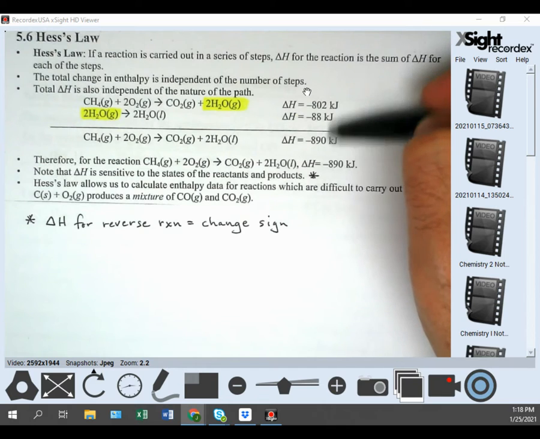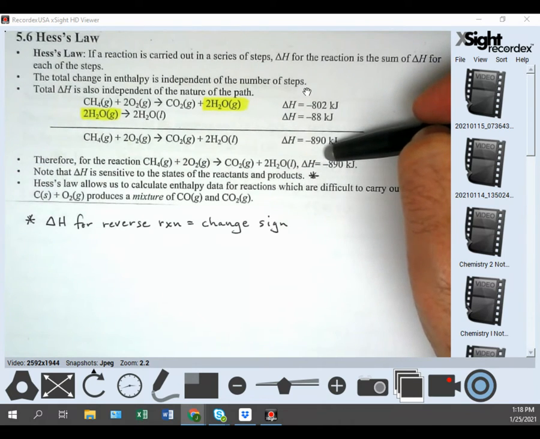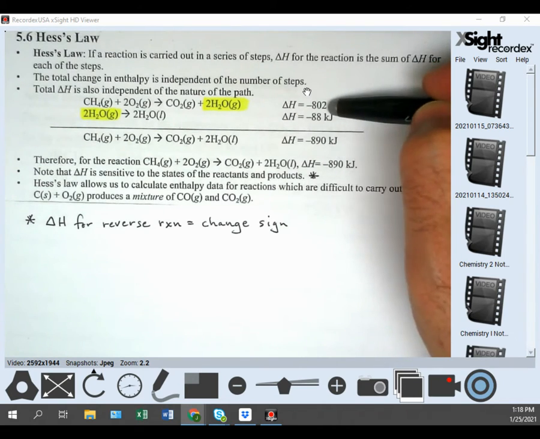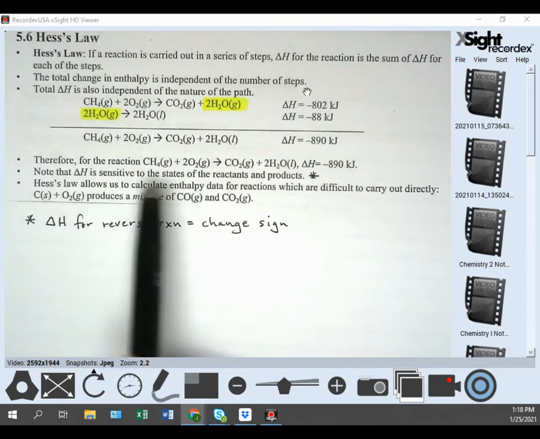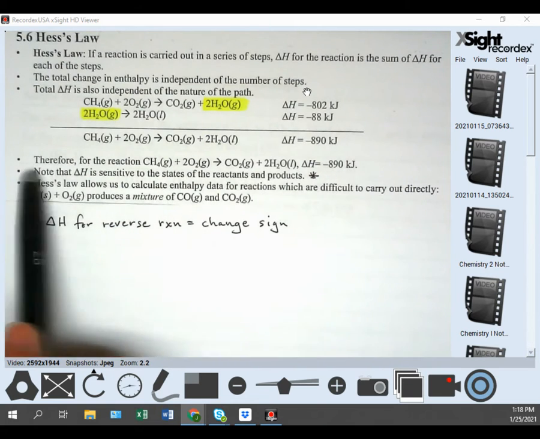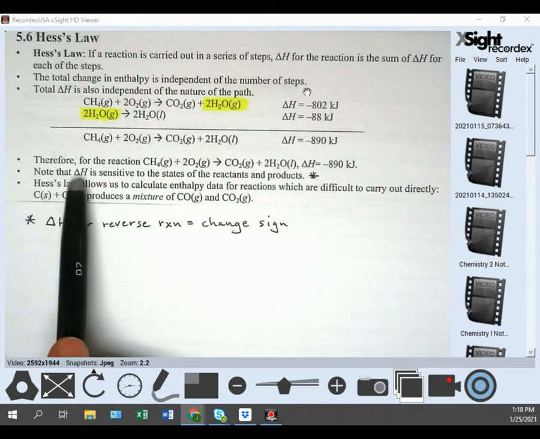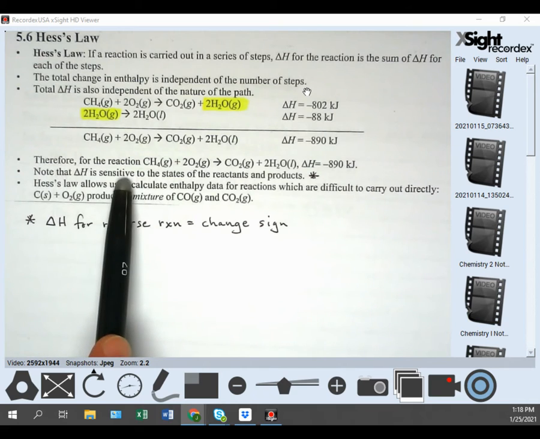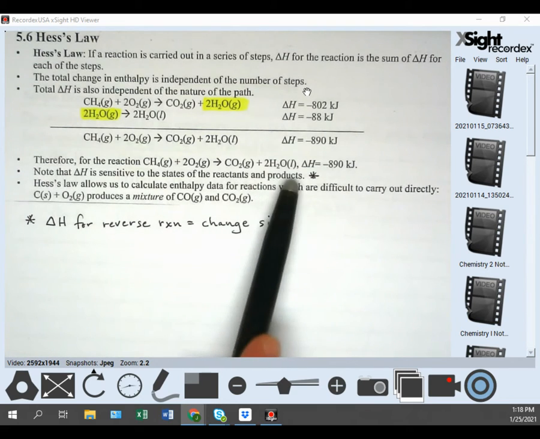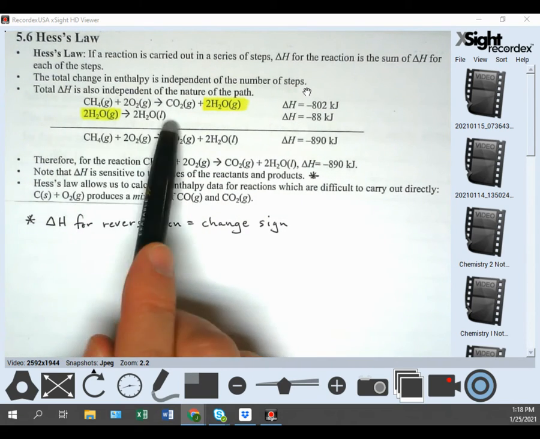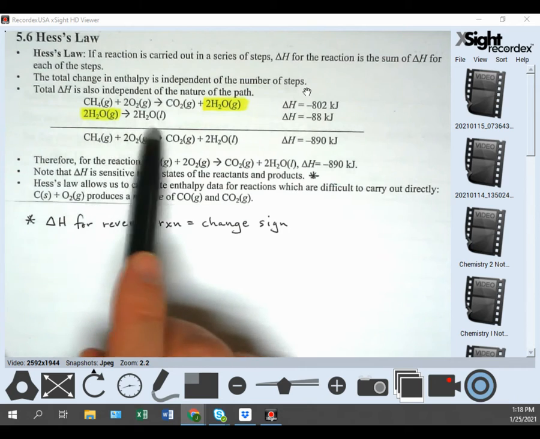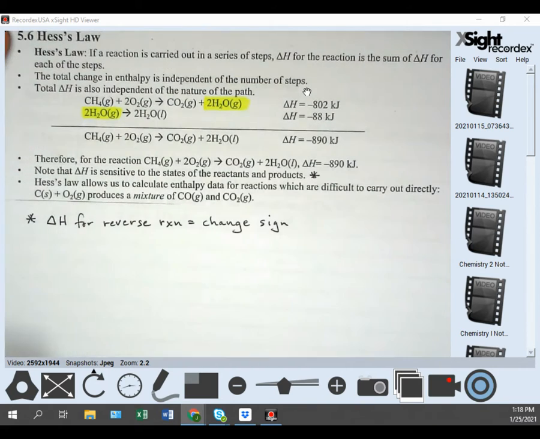They literally just combined them and added them, right? Negative 802 plus negative 88 gives you a negative 890 total. Okay. All right. So that's this here showing it's combined. Then it says, note that delta H enthalpy is sensitive to the states of the reactants and the products. So the states of the reactants and products, what we were just talking about, right? The gas, liquid, that kind of stuff that cause it to gain or lose energy, it matters.